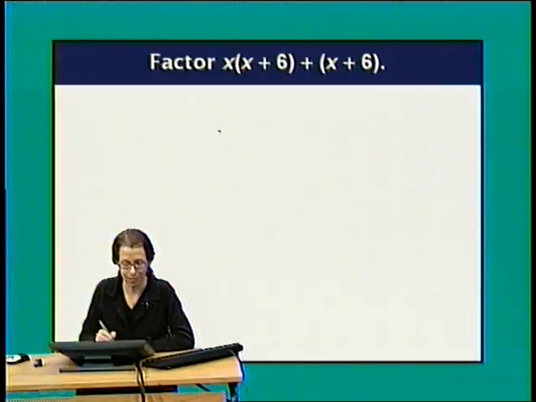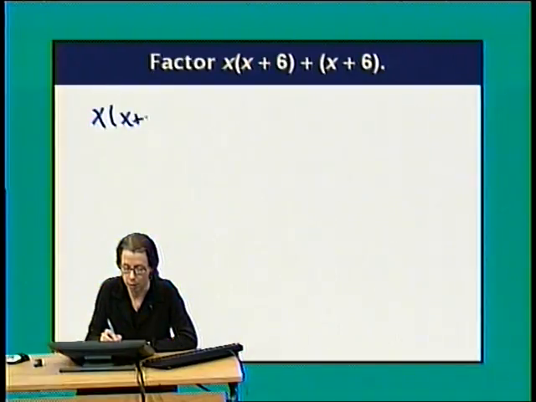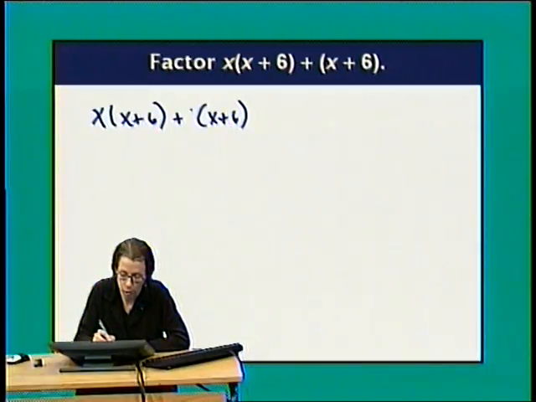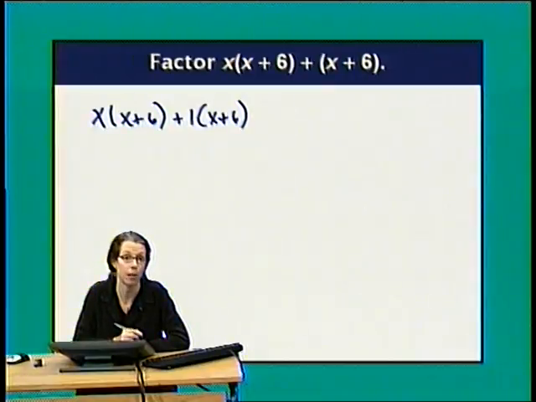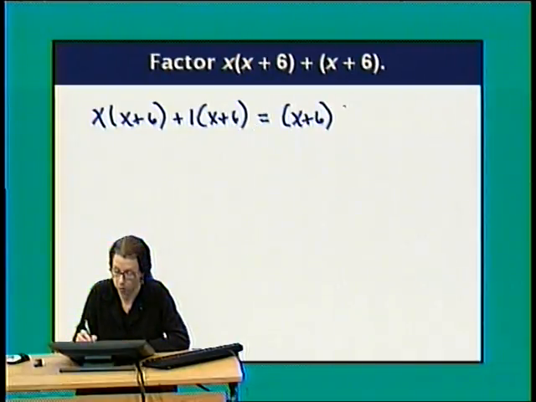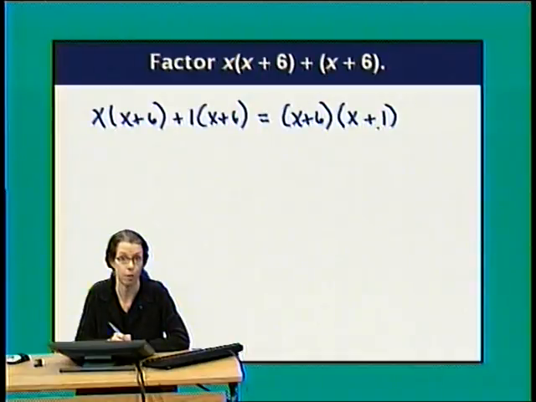Let's do this one more time. So now I have x times x plus 6 plus x plus 6. Well, what do I see here? I see the binomial x plus 6 occurring in both terms. I don't actually see a second factor in that second term, but that doesn't mean there is not another factor there. I could write a 1 there. There's always an implied factor of 1 in any term. So now when I factor out the common binomial factor, x plus 6, I leave behind an x from my first term and a factor of 1 from the second term.